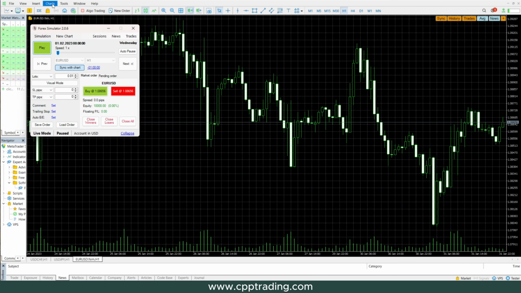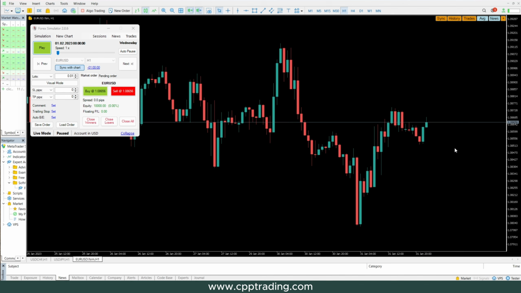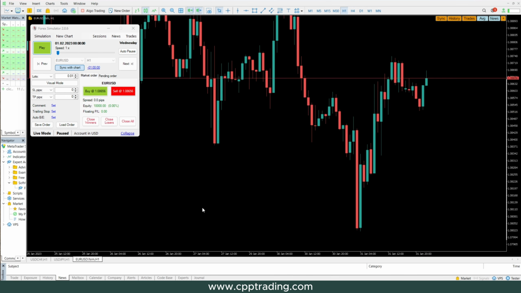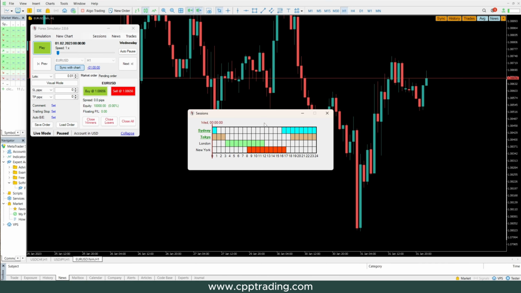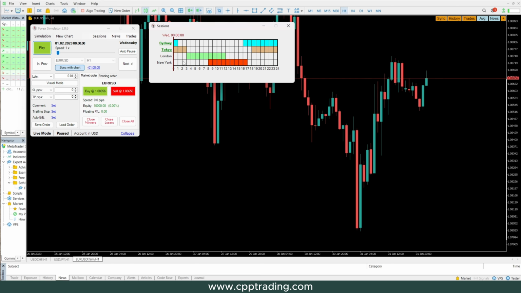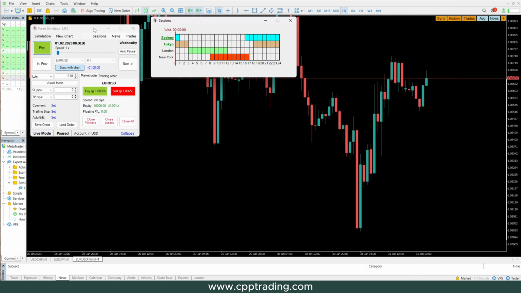As usual, we want to load our settings, and we have it right here in our templates. We use color on black. Okay, so we need to know where we are in terms of the different sessions. Now we're still looking at the Sydney Tokyo session. So let's start pre-London. Let's focus on pre-London, maybe 2 hours or so before the London Open. That would be a good idea.